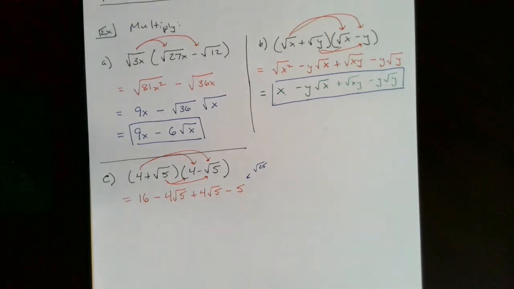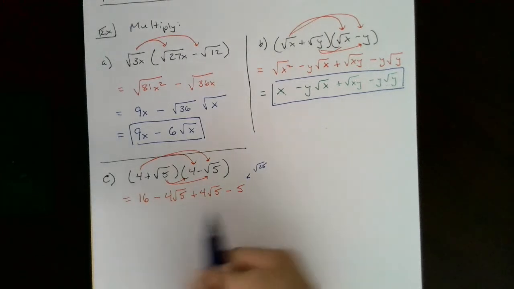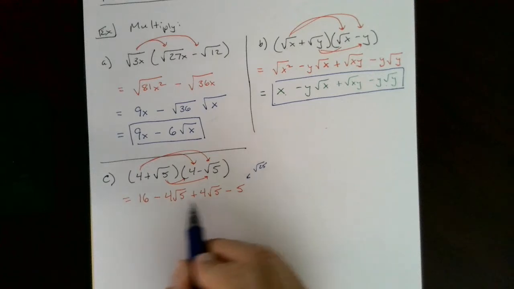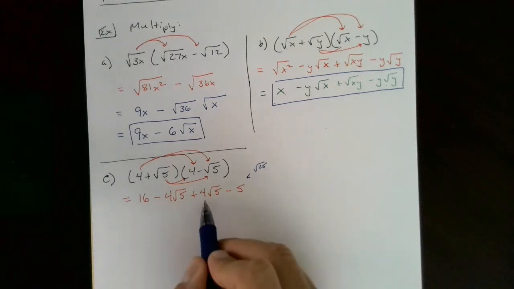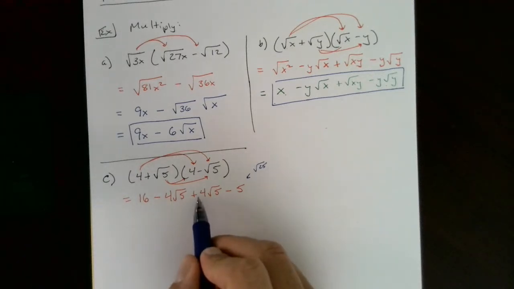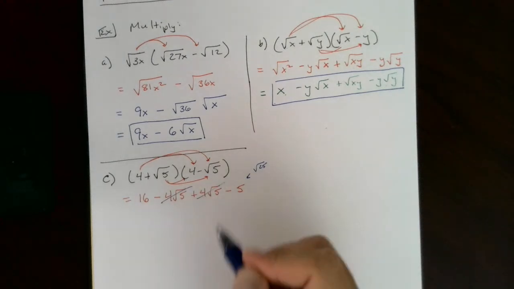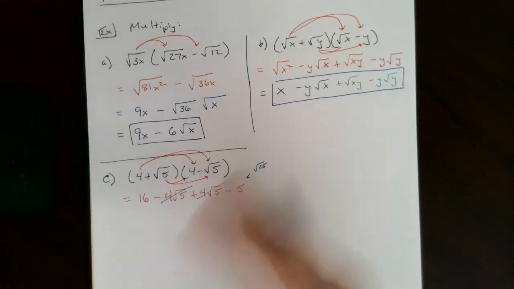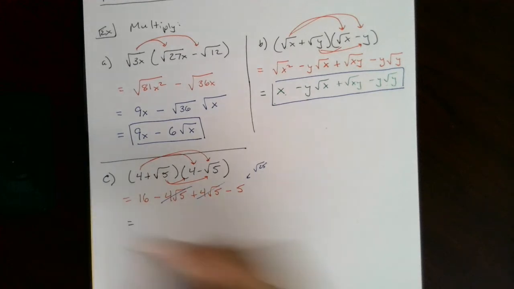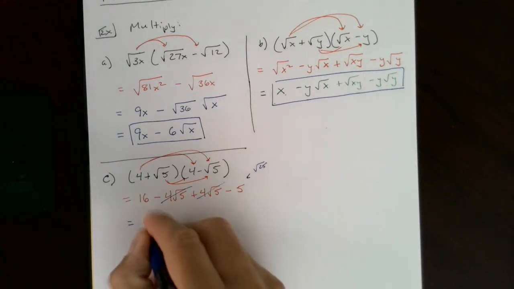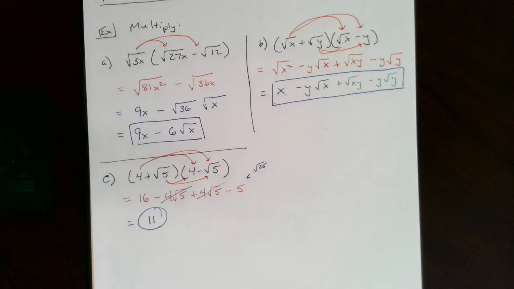And then we'll combine like terms. Well, negative 4 square root of 5 and positive 4 square root of 5, those are like radicals, and a negative and a positive of the same value always cancel to a 0. So these cancel right out, right? Negative 4 root 5 plus 4 root 5 is 0 root 5, which is just 0. And then 16 minus 5 here is just 11. So this comes out to 11.